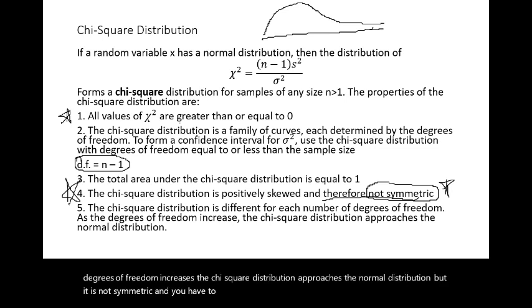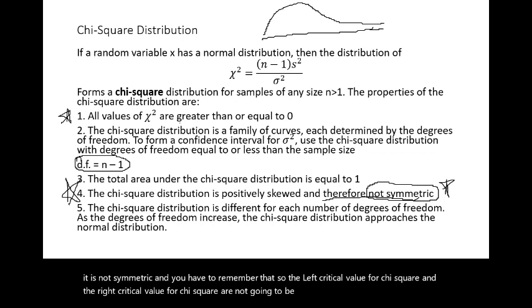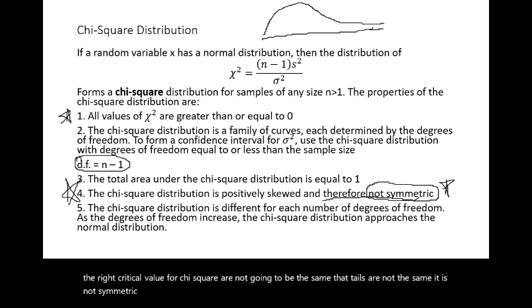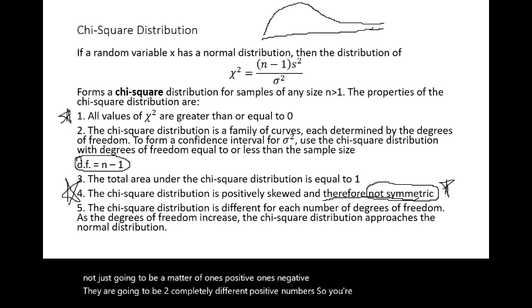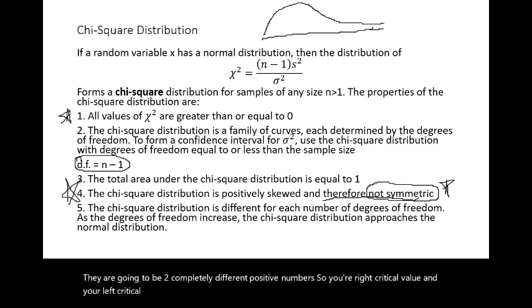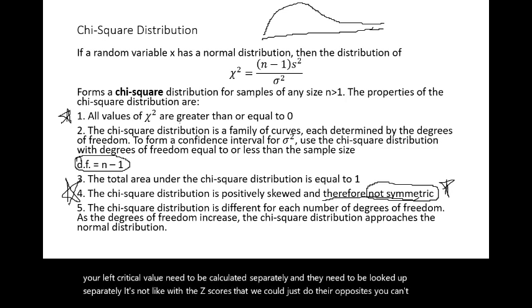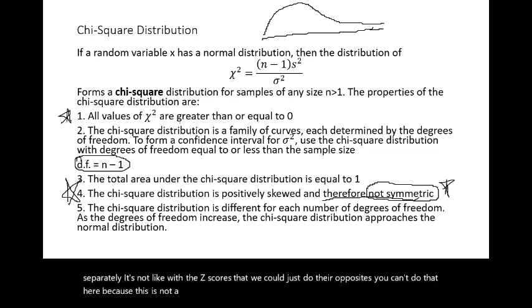So the left critical value for chi-square and the right critical value for chi-square are not going to be the same. The tails are not the same. It is not symmetric. So the left critical value and the right critical value are not going to be opposites. It's not just going to be a matter of one's positive, one's negative. They are going to be two completely different positive numbers. So your right critical value and your left critical value need to be calculated separately, and they need to be looked up separately. It's not like with the z-scores that we could just do their opposites. You can't do that here because this is not a symmetric distribution.